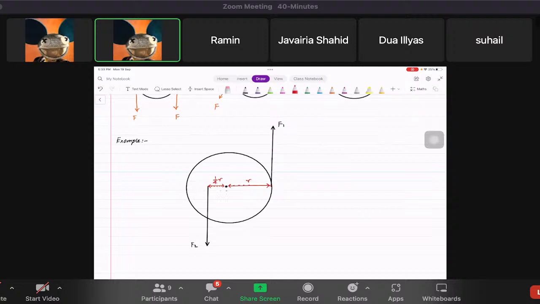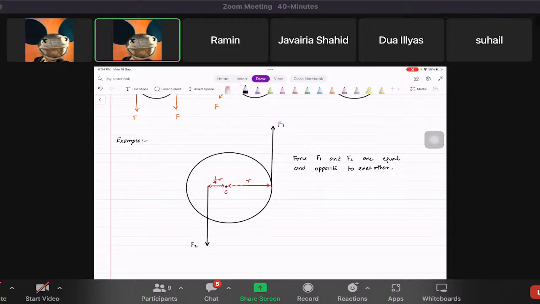Now, the question says that force F1 and F2 are equal and opposite to each other. So it means they have the same magnitude and they're opposite, as you can see.